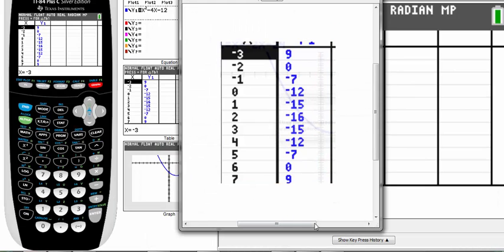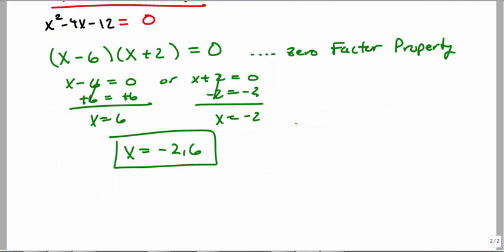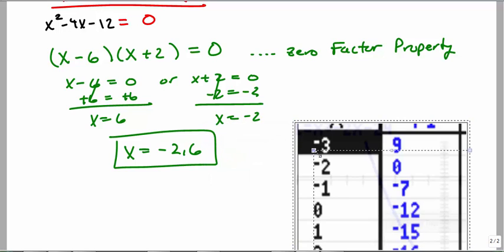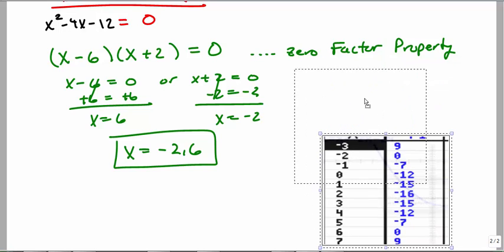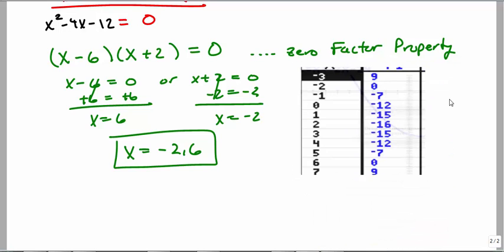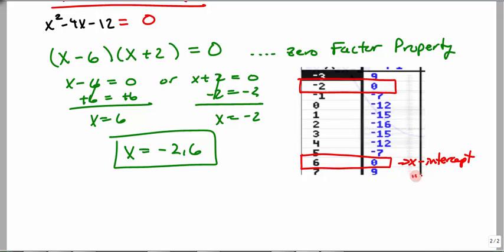We'll make a couple notes there. And again, this is from our graph. So you have to input the graph before we can get the table. But we see from here that we have a solution of -2, 0. And we also have one down here at 6, 0. So where y equals 0, this is called the x-intercept. And this is called a solution or a root of our equation.